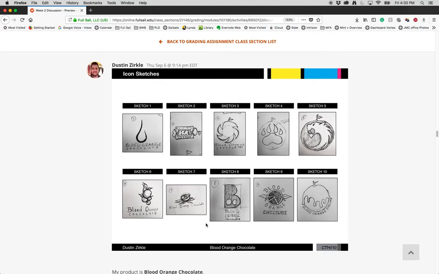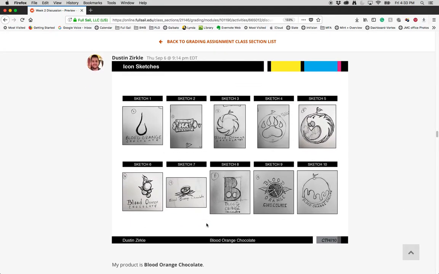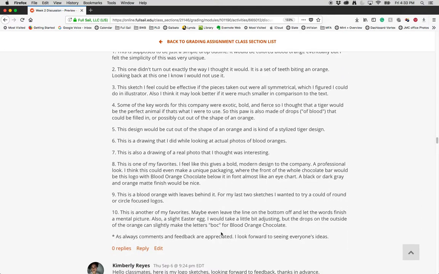All right, next we got Dustin. Dustin, you are doing blood orange chocolate. You've got some interesting sketches here. This one, number 9, jumps out. Number 5 jumps out. This kind of looks like the blood donation center to me. This one could be interesting if it plays out right with the chocolate on the orange. So 5, 9, and 10 are all pretty good. This kind of looks like a saw blade or something. I think this is a word mark you're doing here. I still feel strong about 5, 9, and 10, so maybe pursue those.